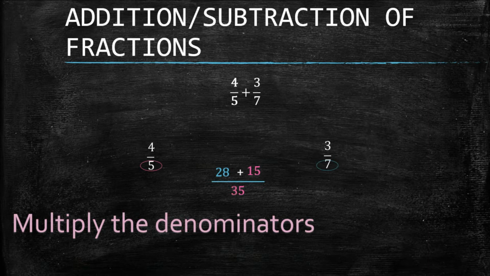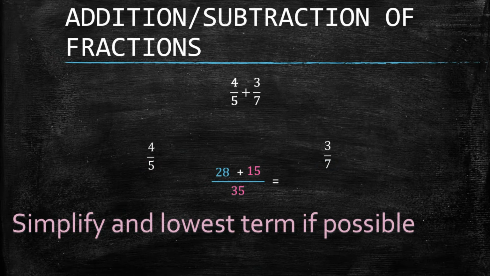Then complete the fraction by adding, or sometimes subtracting, the numerators. In our case, it is addition, so 28 plus 15 is 43. And then copy the denominator. If possible, transform the answer to lowest term.